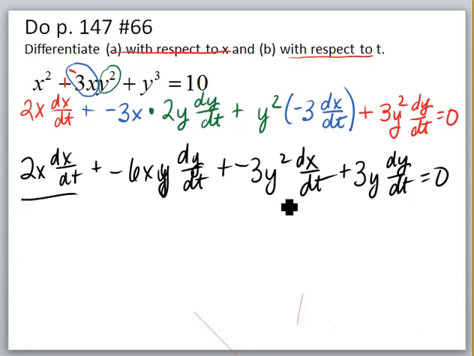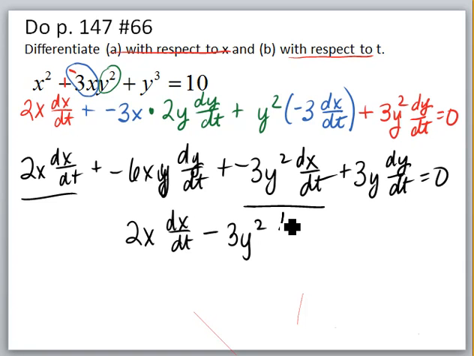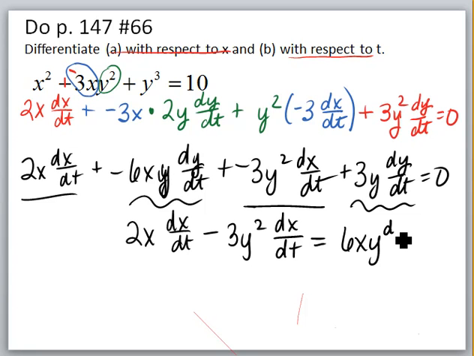I'm going to keep these two dx over dt's on the left-hand side. 2x dx over dt minus 3y squared dx over dt equals, I'm going to move this other 2 to the right-hand side. So I'm going to have 6xy dy over dt minus 3y squared dy over dt. And that is as far as I'm going to be able to take it.